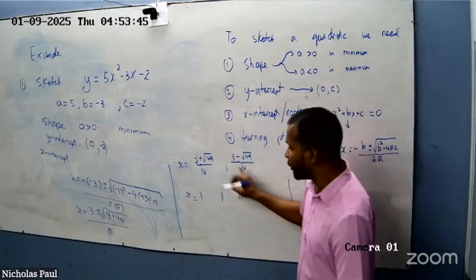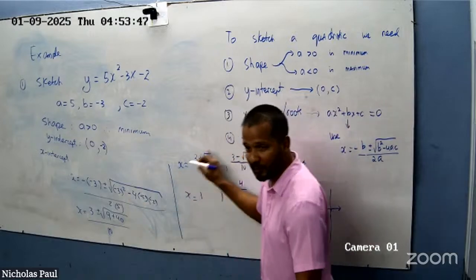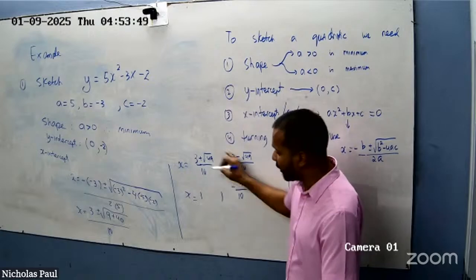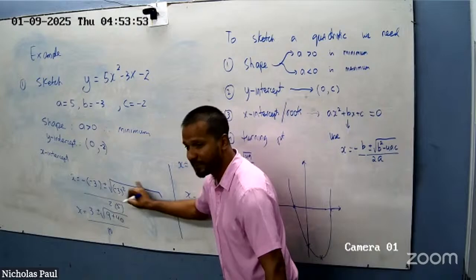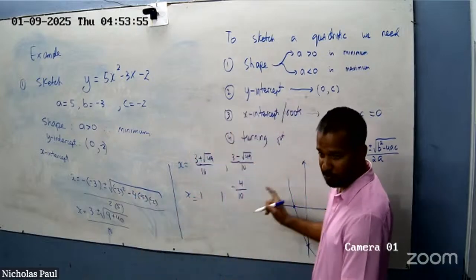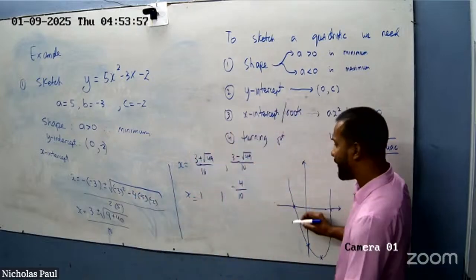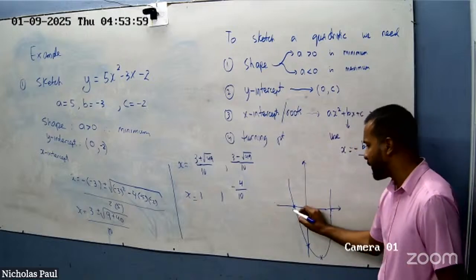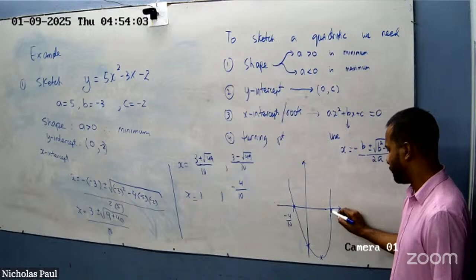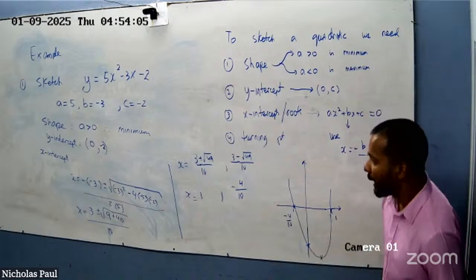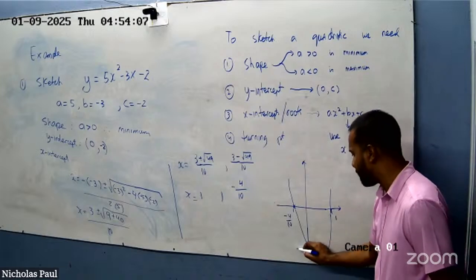I need you all to go back and practice this. Some of you are getting this wrong. Spend a lot of time practicing these. Take your time and work out inside here first. So the final part, you have to do your sketch. Here is minus 4 on 10, here is 1, and your y-intercept is minus 2.